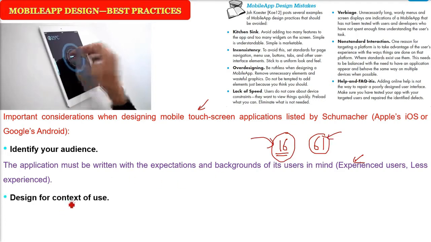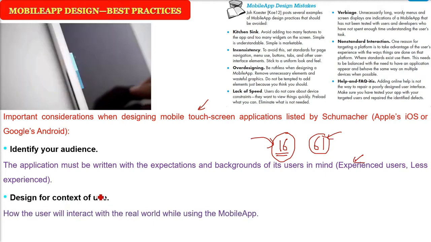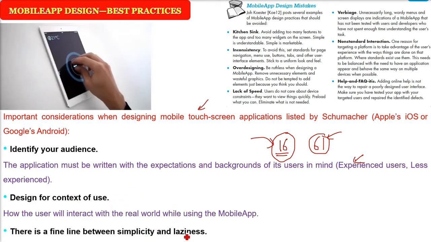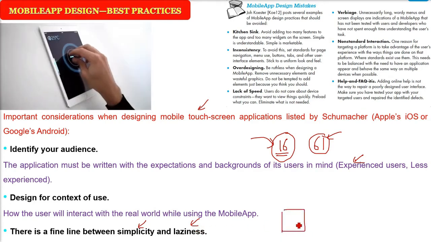Design for context of use. What kind of use? What way of use? So how will the user interact with the real world while using the mobile app? There is a fine line between simplicity and laziness. You want to make the app as simple as possible, but you are so lazy to give certain things, saying, oh, I am just making it simple. So making it simple and being lazy are two different things. Don't be lazy.